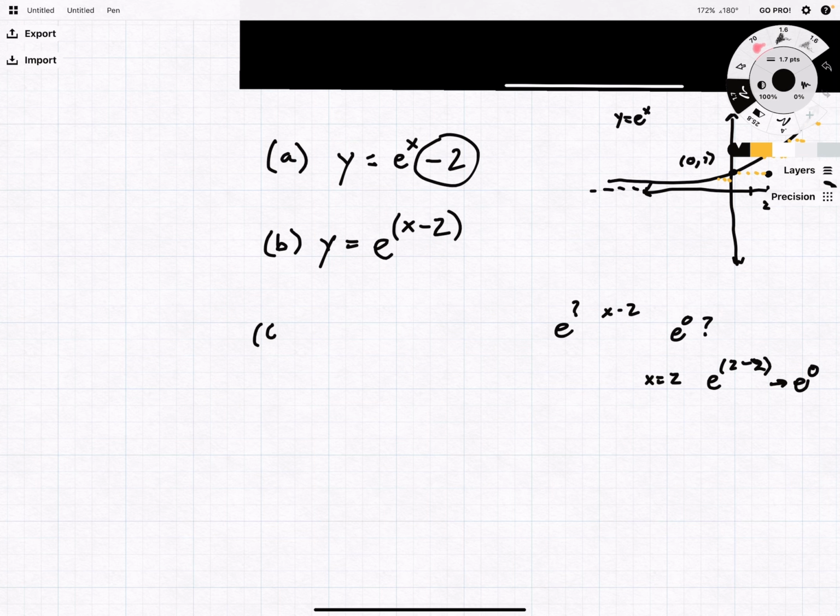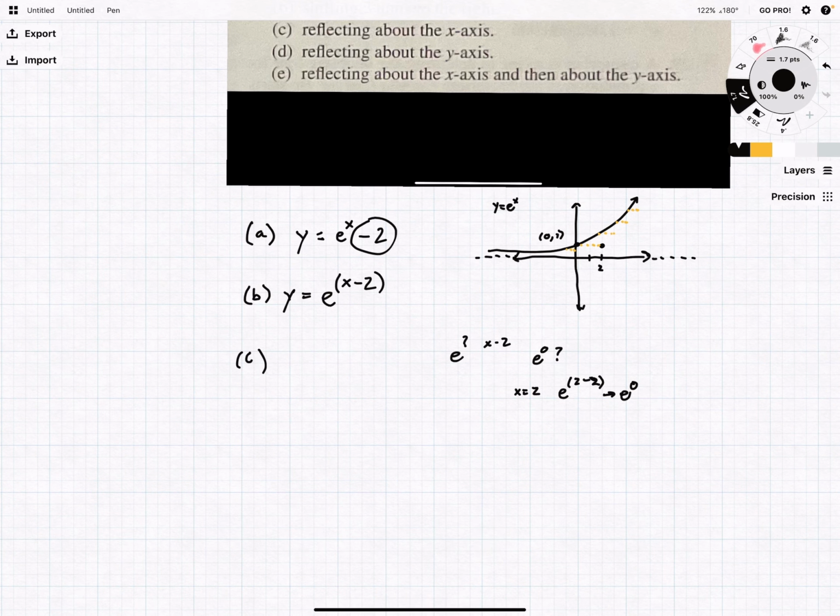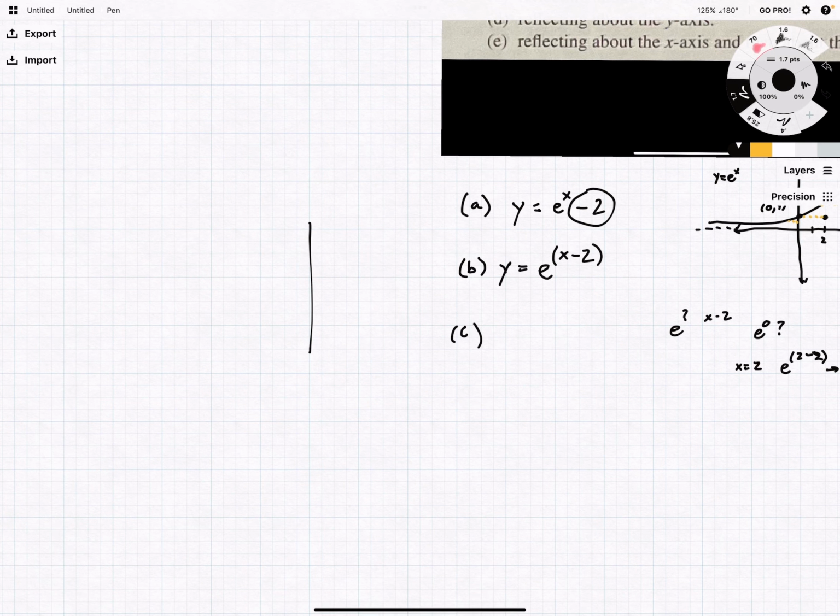For part C, let's see, what does part C say? Reflects about the x-axis. So the x-axis, I'll draw this over here. We need to reflect here about this axis. So for a translation like that, we're going to have to put a negative coefficient in front of our e. So we would have y equals -1 times e to the x.